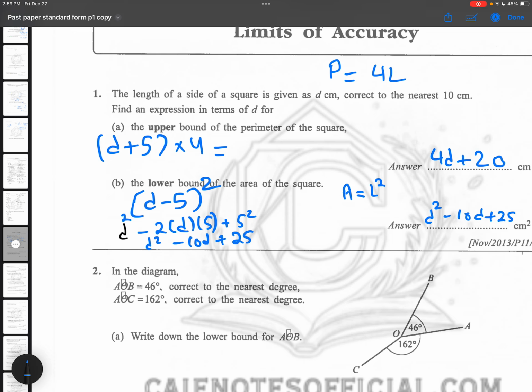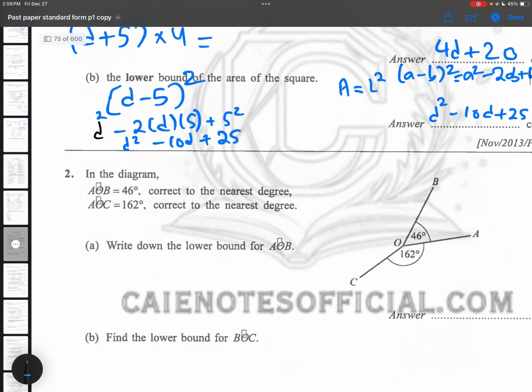Those who don't know the identity of a minus b whole square, I'm just going to write it down here. a minus b whole square is equal to a square minus 2ab plus b square. So this is the formula that I have used to expand the bracket of d minus 5 whole square. So let's move to question number 2.